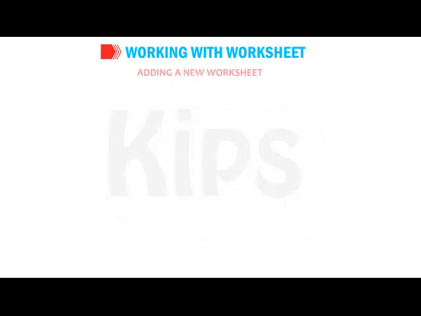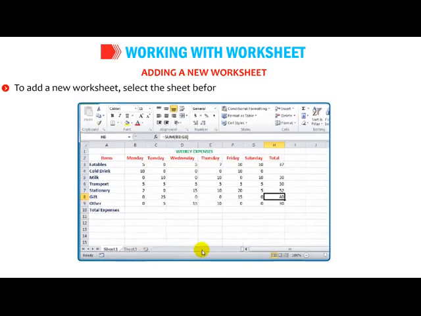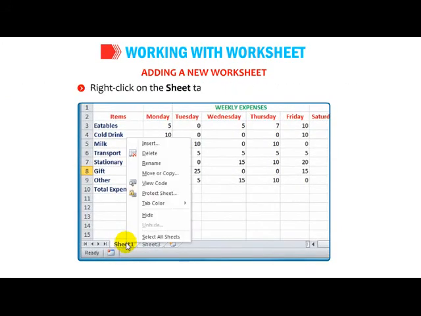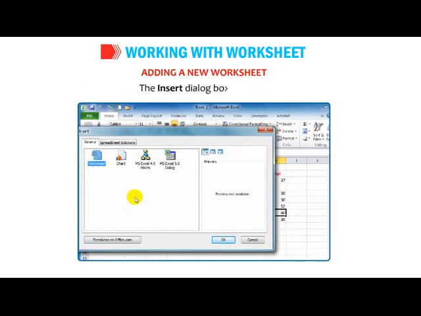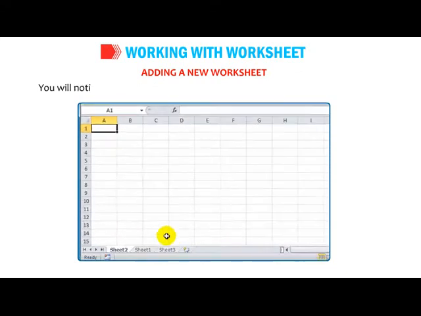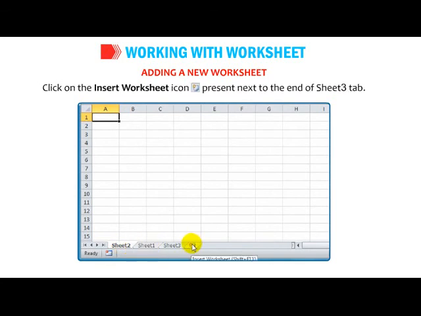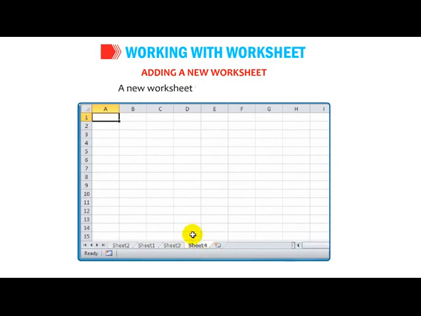Adding a new worksheet. To add a new worksheet, select the sheet before which you want to place a new worksheet. Right-click on the Sheet tab and select the Insert option. The Insert dialog box appears. Select the Worksheet option and click on OK. You will notice a new worksheet gets inserted before the selected worksheet. Or click on the Insert Worksheet icon present next to the end of Sheet 3 tab. A new worksheet will appear at the end.